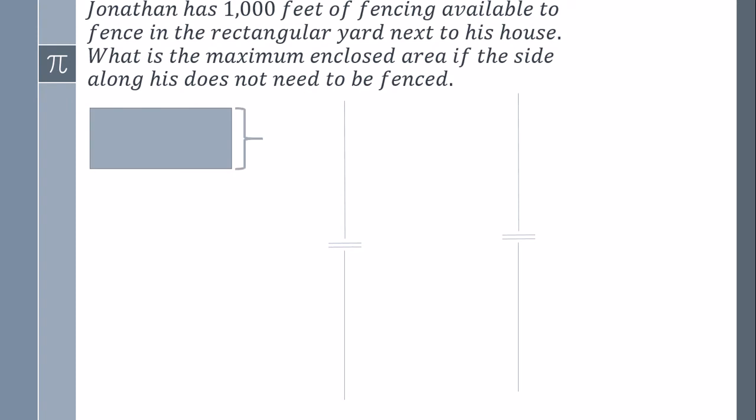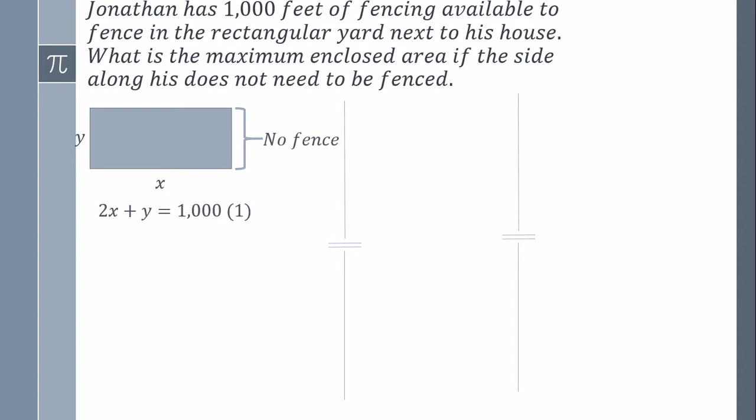So in this case I'm going to represent this yard as a rectangle, but there is one side which doesn't need fence. There is no need for fence on this side. So I'm going to label the long side as X and the other one as Y.